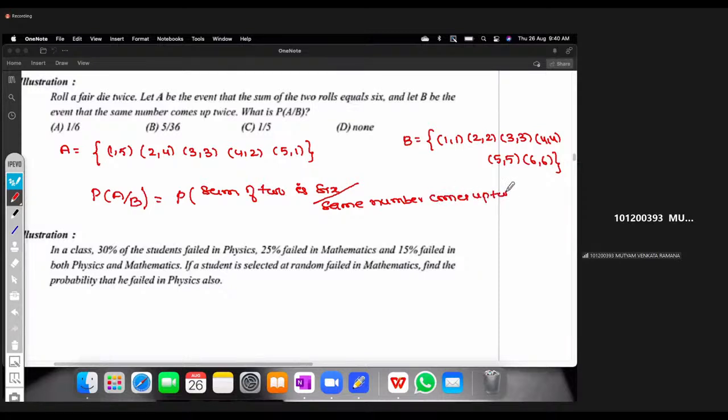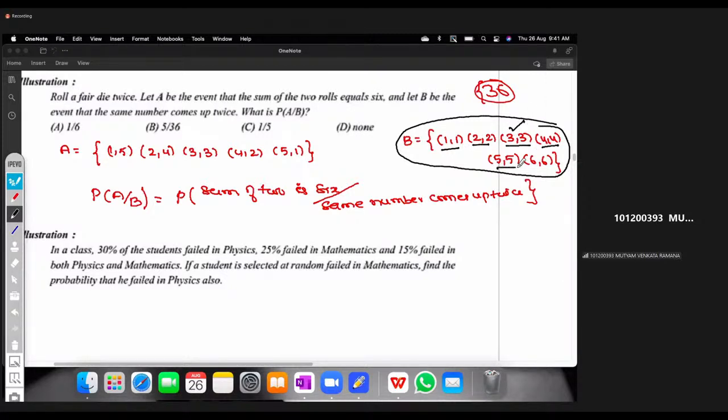So do we need to look at the total possible 36 outcomes? Not required. Instead of that, we can just concentrate on this one. In this one, how many are favorable? Is the sum 6? No. Is the sum 6? No. Is the sum 6? Yes. Is the sum 6? No. No. No. So directly, 1 out of 6.